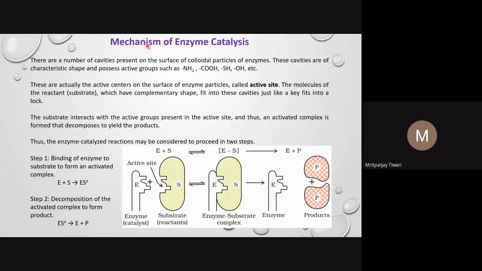Let us now study the mechanism of enzyme catalysis. There are a number of cavities present on the surface of colloidal particles of enzyme. As I said, some of the cavities are larger and functional, which we call the active site. These cavities are of characteristic shape and possess active groups such as NH2, COOH, SH, OH, etc. Usually on those sites, this exists in the form of NH3+, and this exists in the form of COO-.